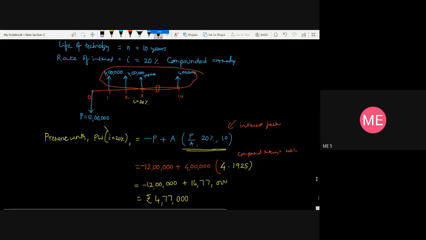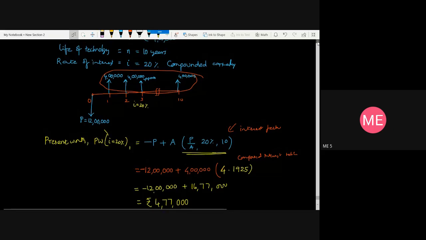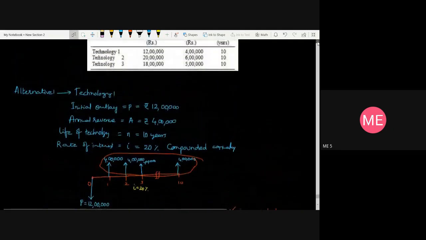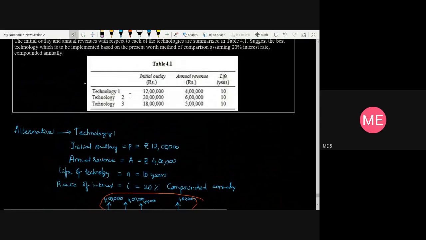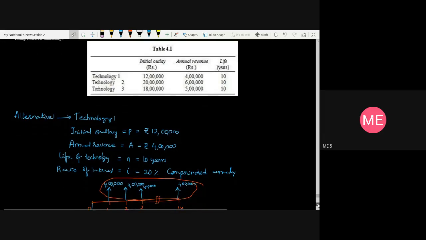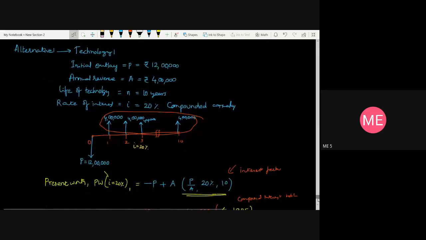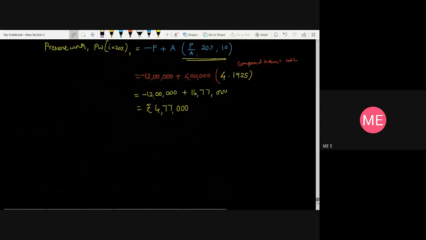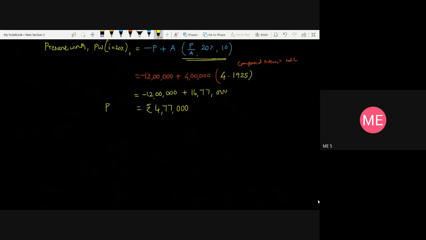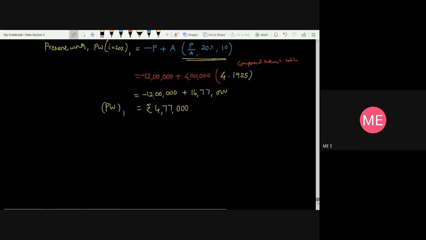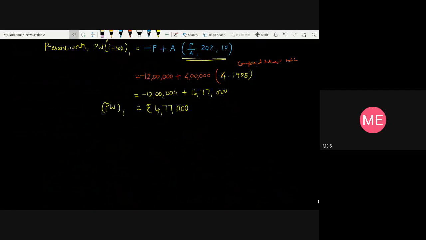Now we'll go for technology 2. This is technology 1. For technology 2, the initial outlay is 20 lakhs and the annual revenue is 6 lakhs. So once again, alternative 2 is to be taken. This is the one which I have got: the present worth for alternative 1, I can say PW1.